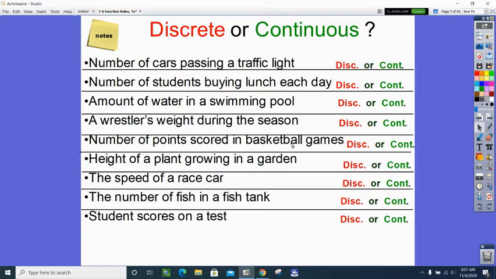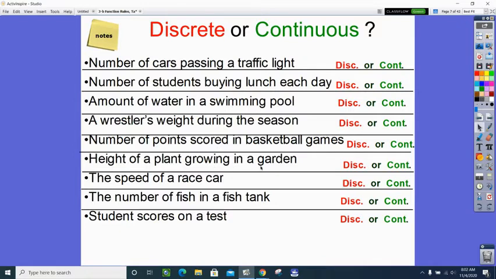Okay, let's check and see how you did. Number of cars passing a traffic light should be discrete. Number of students buying lunch each day should be discrete. Now, as the water in a swimming pool either evaporates or you fill it with your hose, that would be continuous. It doesn't jump from one depth to another depth instantaneously. A wrestler's weight during the season would also be continuous. The number of points scored in a basketball game would be discrete.